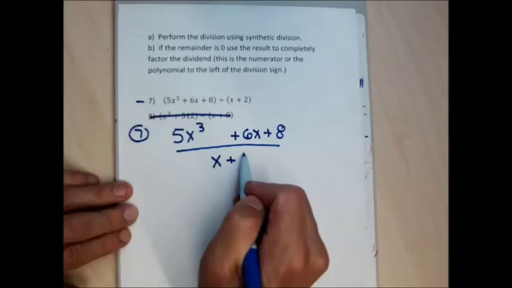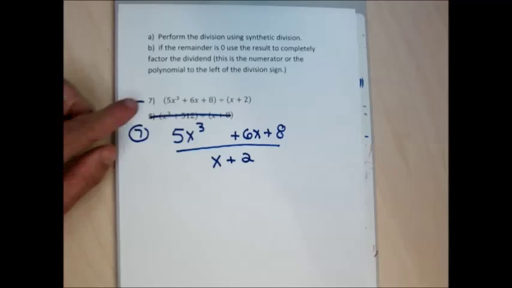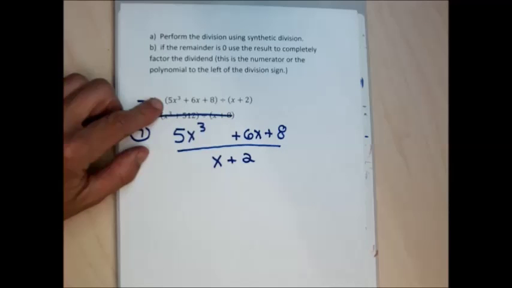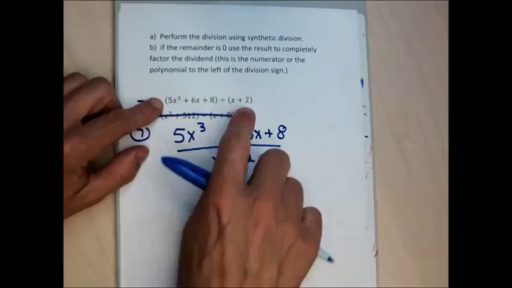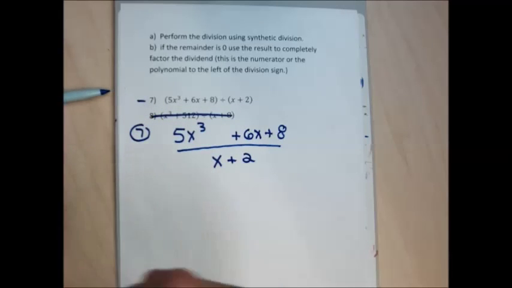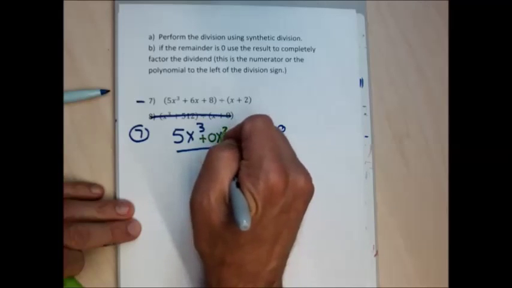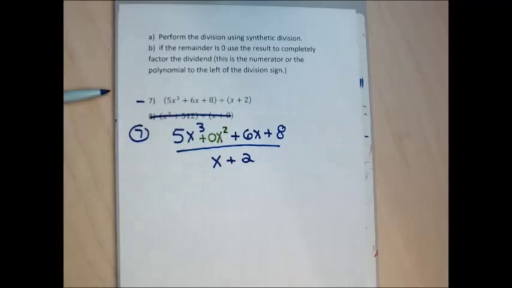And when I write it with a fraction, I really don't need the parentheses anymore. And when I wrote it as a fraction, the 5x cubed plus 6x plus 8 would go in the numerator, the x plus 2 would go in the denominator. I left a gap because the numerator was missing an x squared term, and when I go to do synthetic division, I need to have represented in the numerator every power of x. If there's a power of x that's missing, I need to throw a 0 in for that power of x.